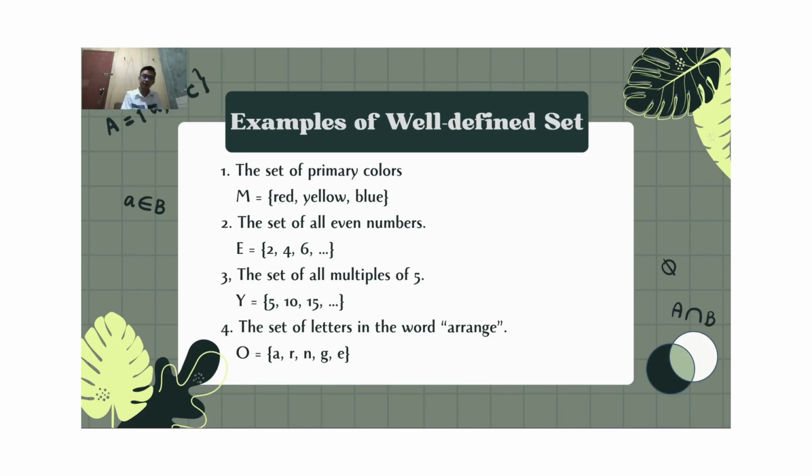Number 3, the set of all multiples of 5. So we have the set Y, which is 5, 10, 15, 20, 25, 30, and so on and so forth. We have the fourth one, the set of letters in the word arrange. As you can see there, we have a double R, so we can just include in the set a single R. So we have the set O: A, R, N, G, E. That is the letters in the word arrange.